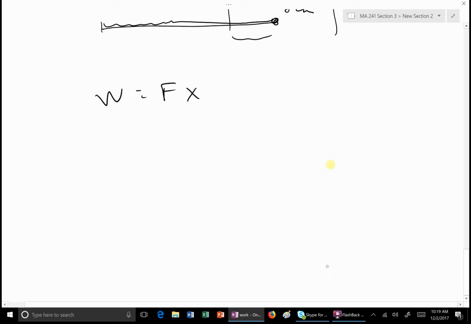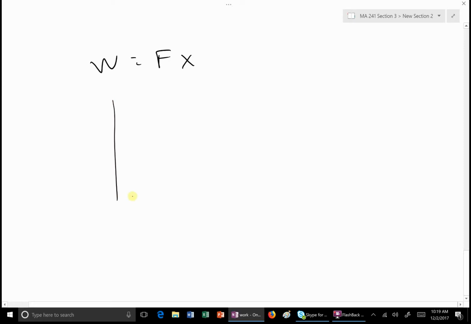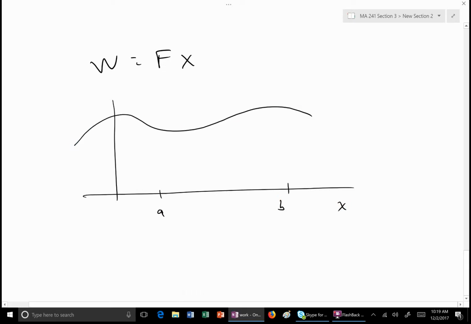Let me show you where we're going, because this is a useful picture to think about. This is how we're going to start thinking about work. Suppose I have some force exerted over some distance, like I do here, from 15 to 18 centimeters. Here's how I'm going to start to think about this. I'm going to divide this up into little subintervals.